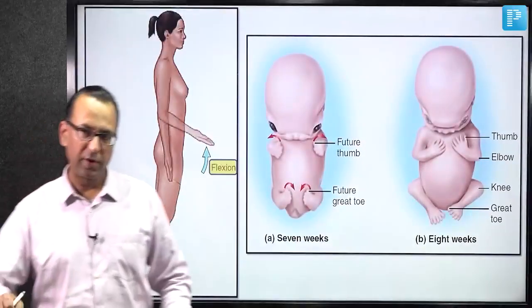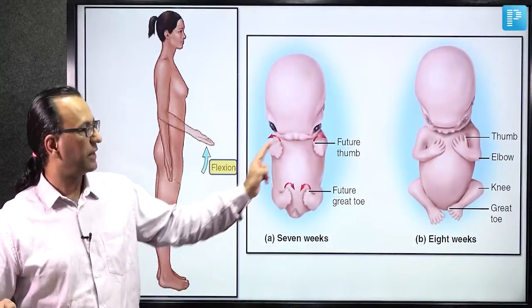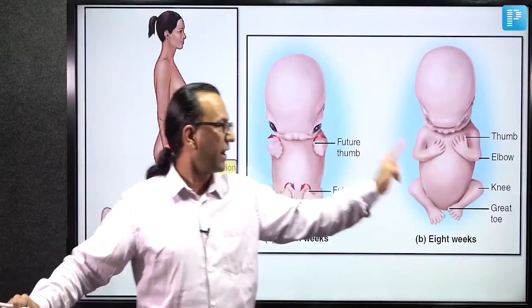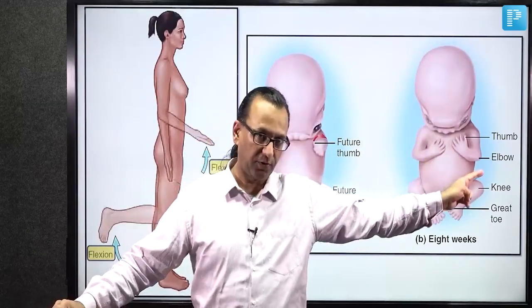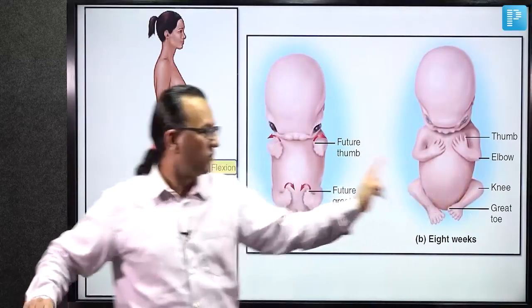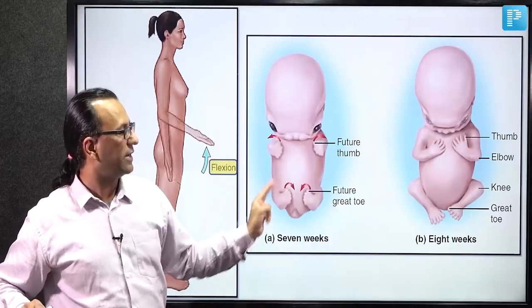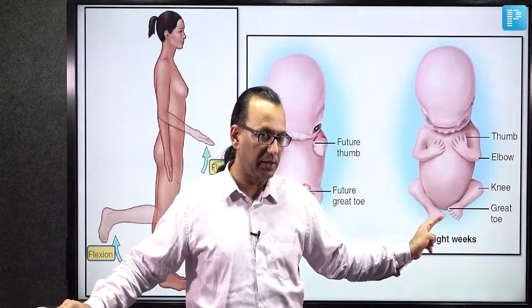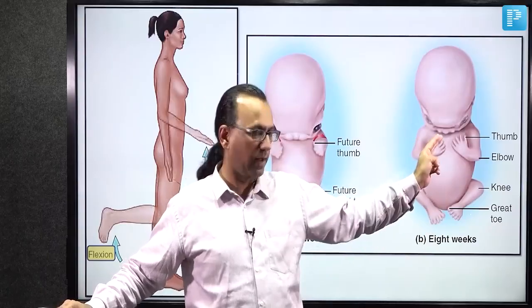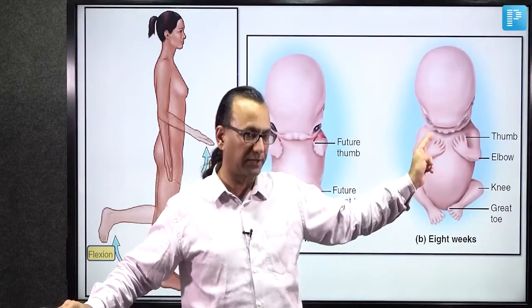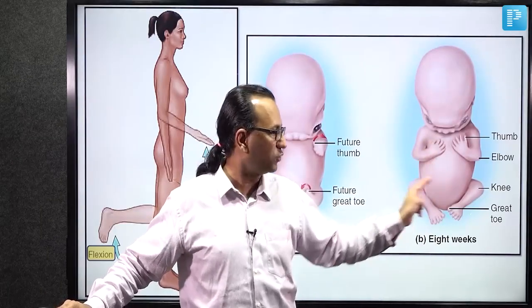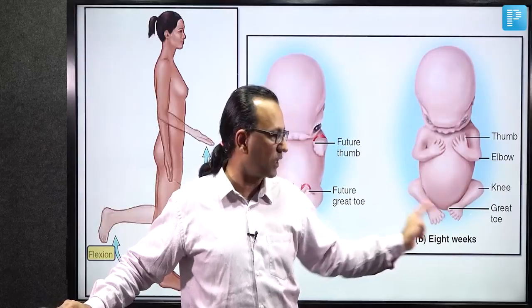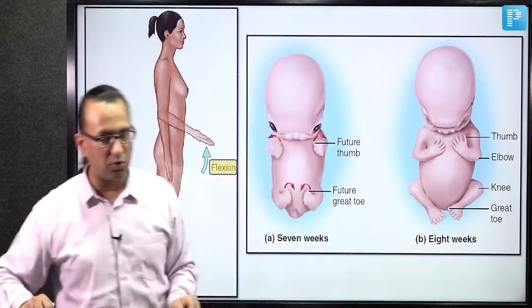As we mentioned during development, the upper limb is going to rotate laterally by 90 degrees so that the thumb will go lateral in anatomical position, whereas the lower limb is rotating medially by 90 degrees so that the great toe will come medial in anatomical position. Upper limb is going to fold anteriorly, so flexor compartment is anterior, whereas the lower limb is going to fold posteriorly, so flexor compartment is posterior for the lower limb.